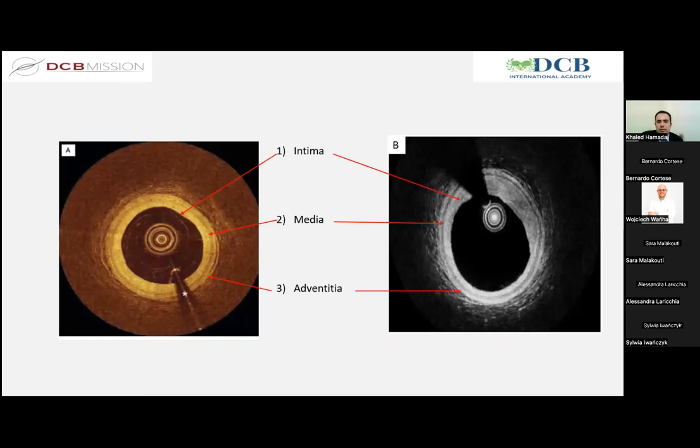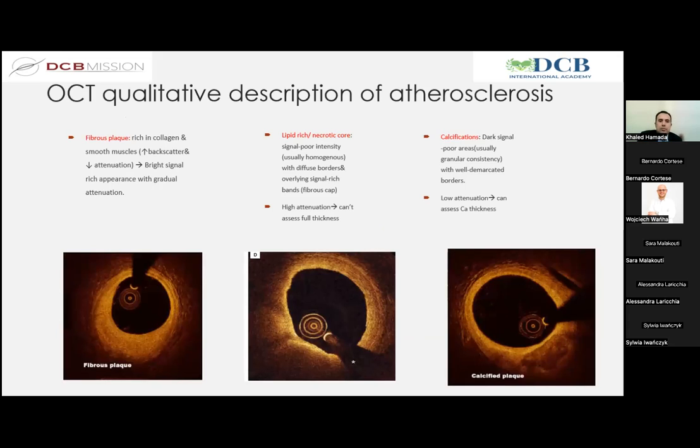These are also the three layers of the coronary shown in both the sepia and grayscales. This is the OCT qualitative description of atherosclerosis. This picture shows the fibrous cap, a fibrous plaque which is rich in collagen and smooth muscle. It has high backscatter and low attenuation. The high backscatter gives a bright signal, and the low attenuation means we can see what is behind the plaque.